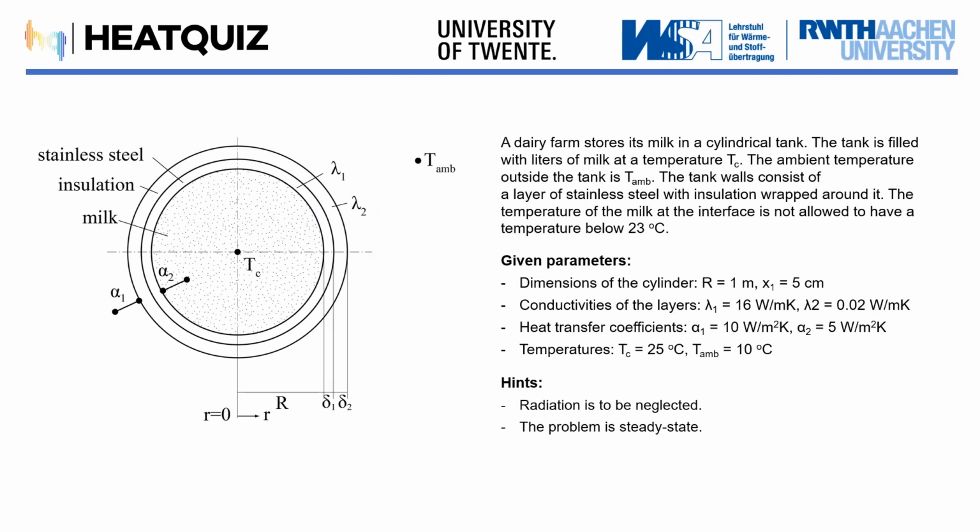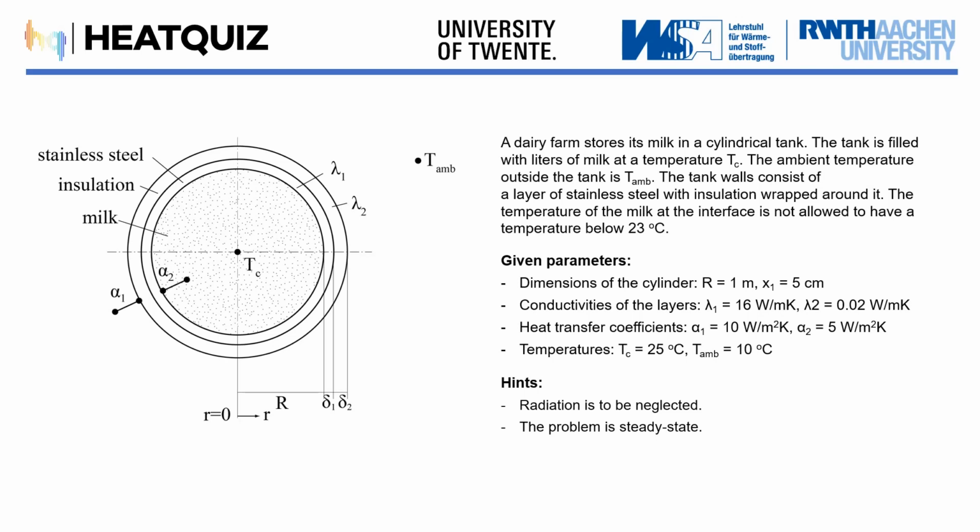The upcoming demonstration will showcase a multi-layer milk tank designed to maintain a stable temperature for storing milk. The milk tank is filled with milk at a temperature of 25 degrees Celsius, where the ambient temperature is equal to 10 degrees. The tank itself is composed of two layers, with the first layer made of stainless steel and the second layer made of an insulating material to prevent heat losses.